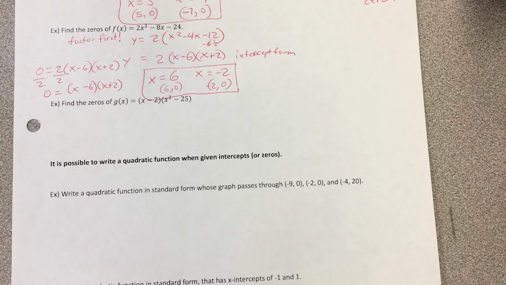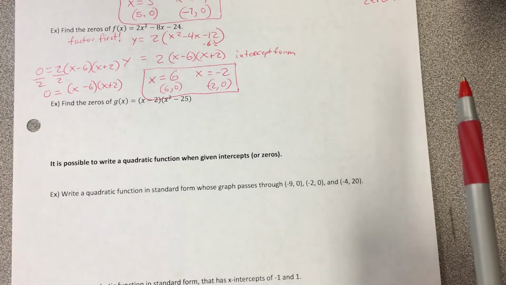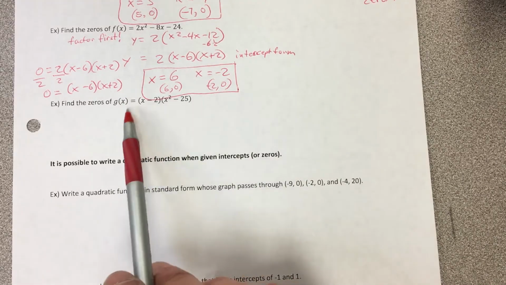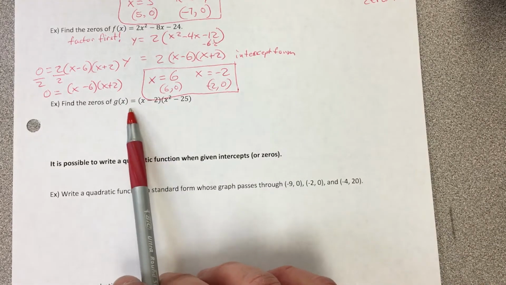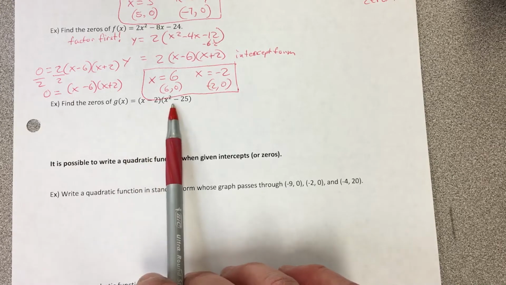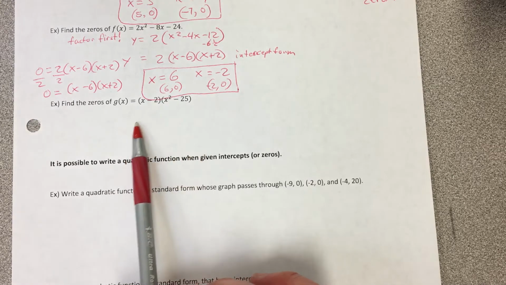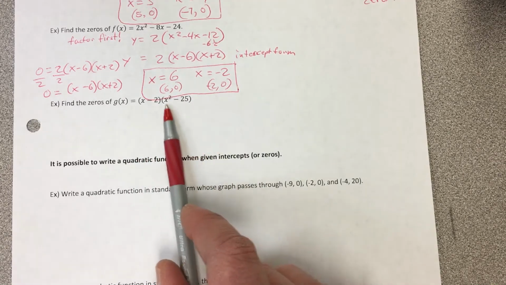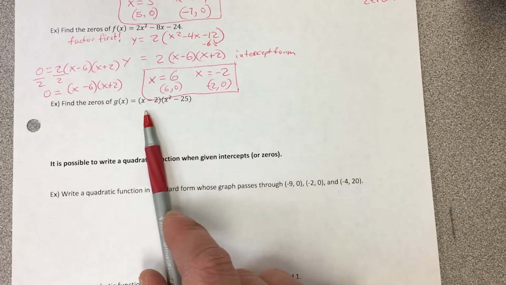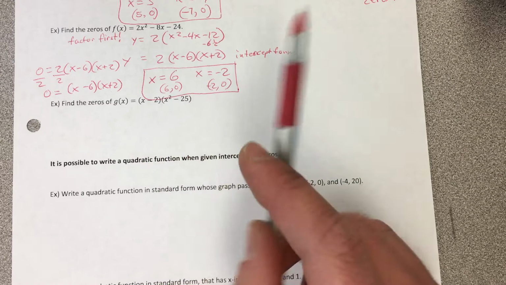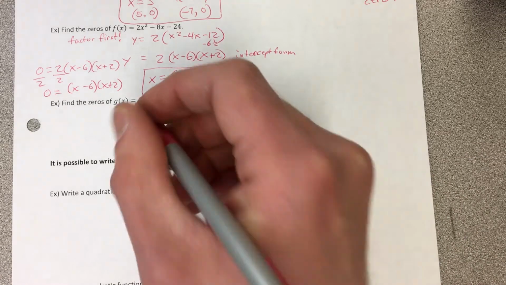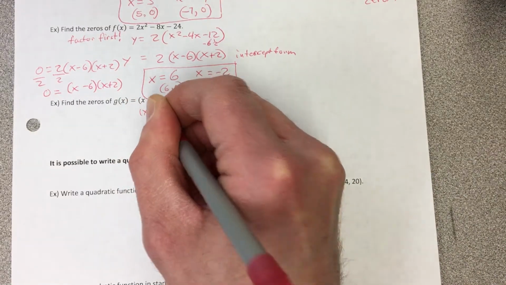So what we're gonna do here to find the zeros of g of x, excuse me, my goodness. Right away you could do the zero product property and set x minus 2 equal to 0 and x squared minus 25 equal to 0. But I think that I should remind you that you can factor this out further. This is kind of partially factored, okay? And it's not technically intercept form at all. The x minus 2 is done, it's good.